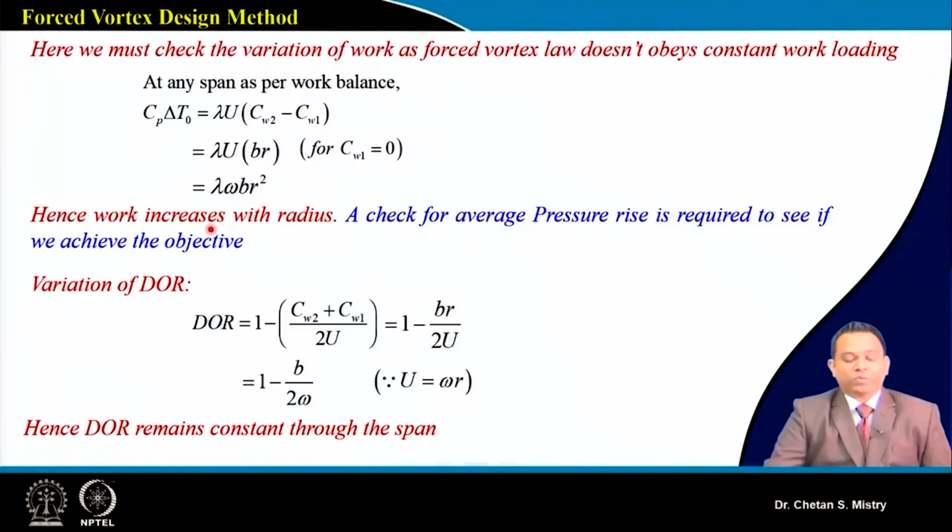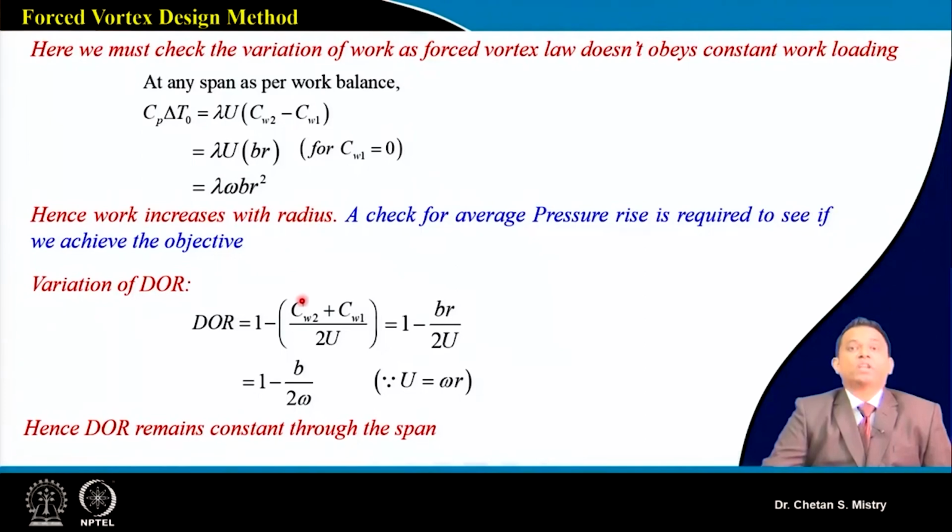Now the work, that's what is varying with the radius. A check for average pressure is required to see if we are achieving our objective or not. We will see how we proceed with that. Now an important parameter is called the degree of reaction.